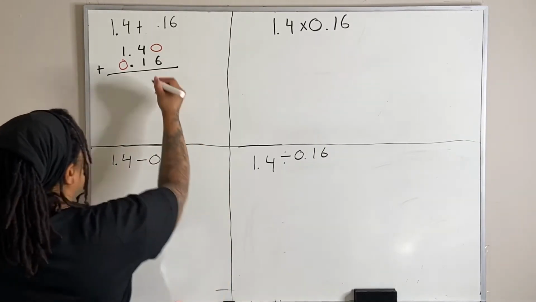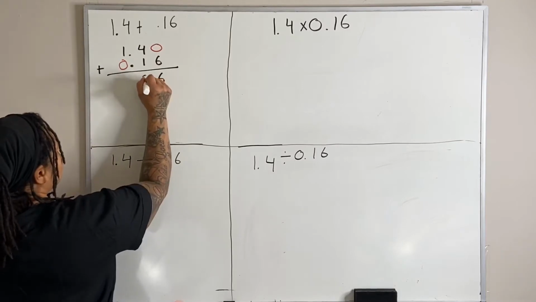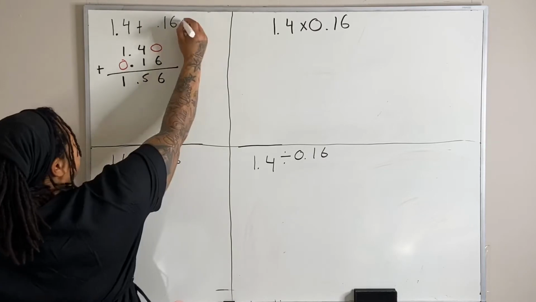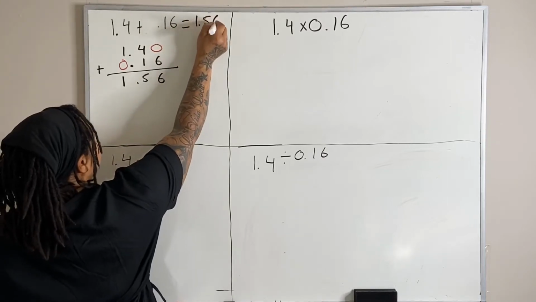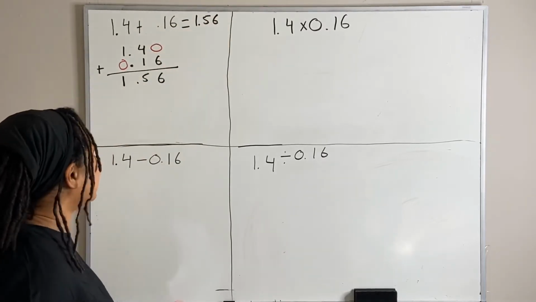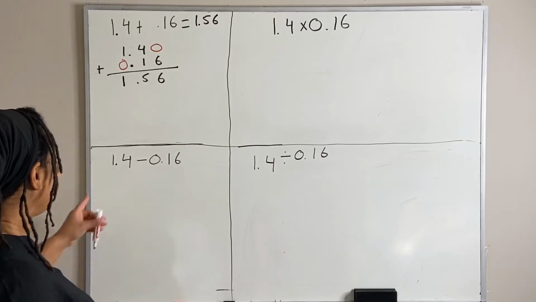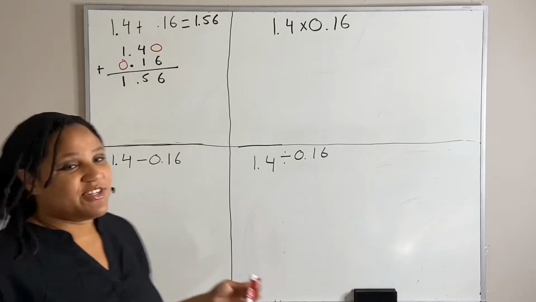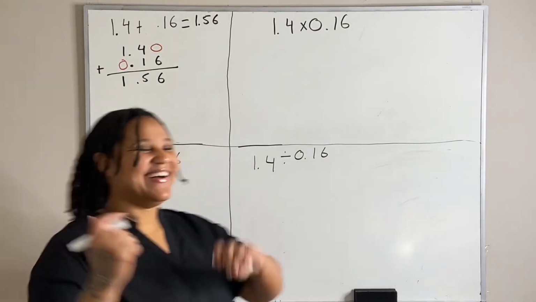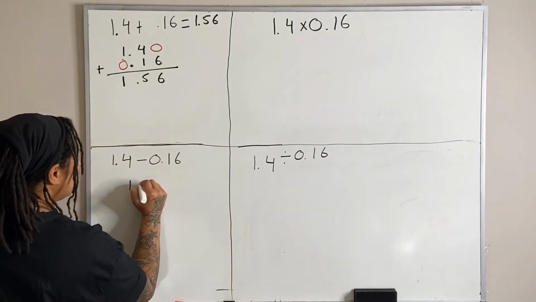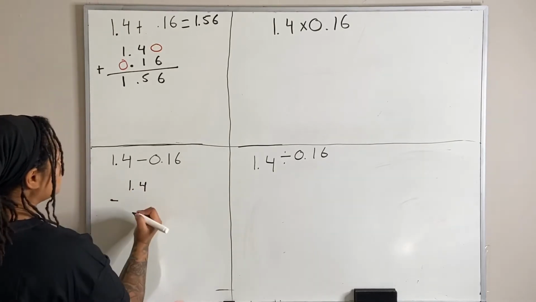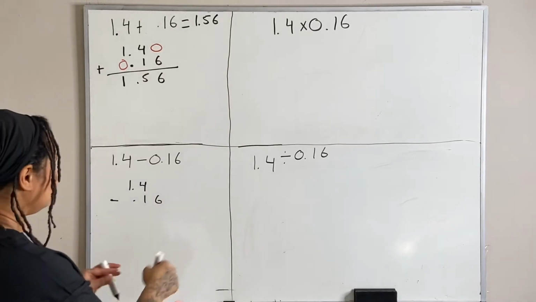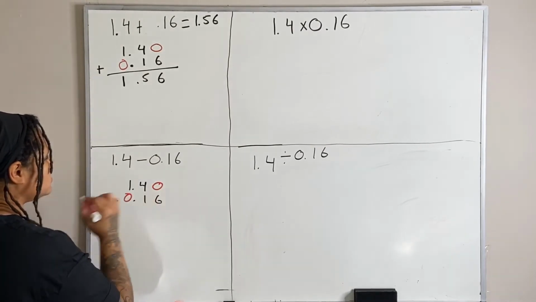Okay, so now I'm just going to go ahead and add. 6 plus 0 is 6, 4 plus 1 is 5, and 1 plus 0 is 1. So your final answer is 1.56. Okay, so now how about we do the same thing? The same thing applies for subtraction. The only difference is we're going to subtract instead of add. So how about we take 1.4 minus 0.16, okay? And I'm going to fill in my zeros.